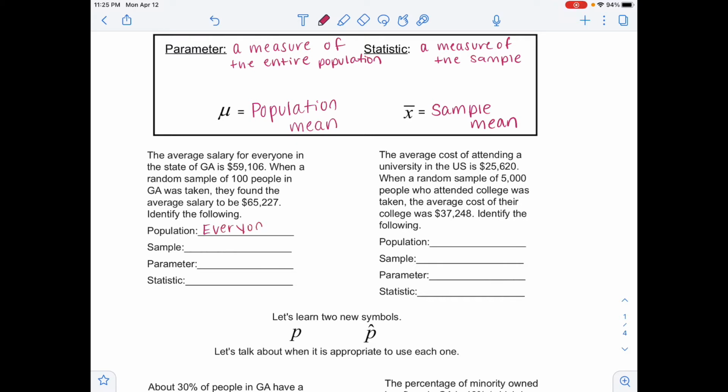In this example, the population is everyone in the state of Georgia, because it says that we start with everyone in the state of Georgia. That's what we want to know, the average salary for everyone. My sample, though, is only 100 people in Georgia. We didn't actually survey everyone. We just asked 100 people out of everyone.